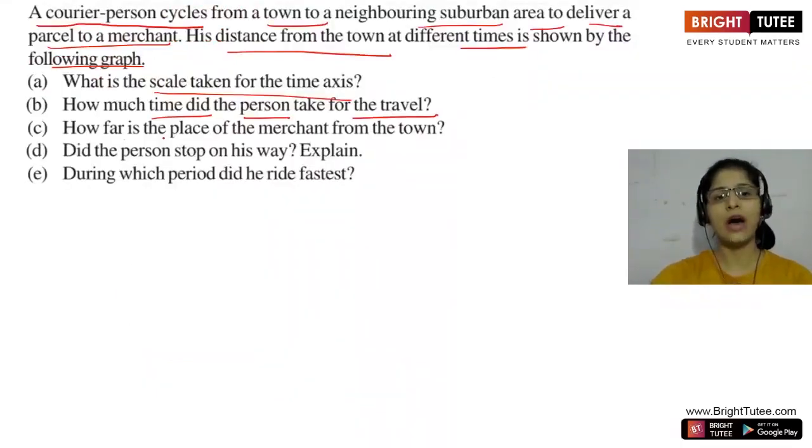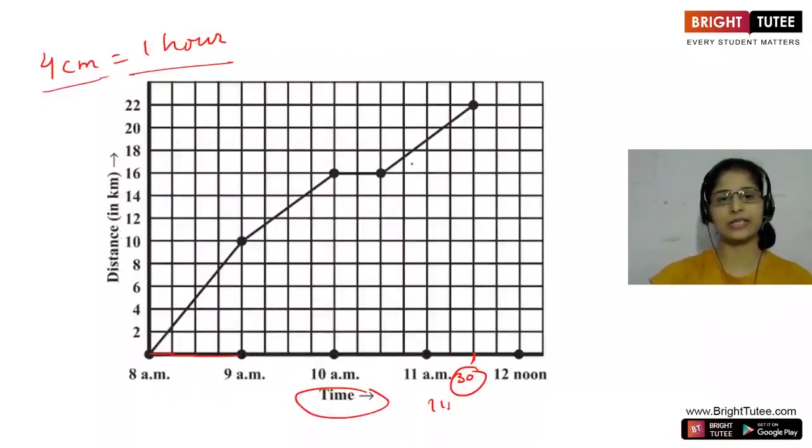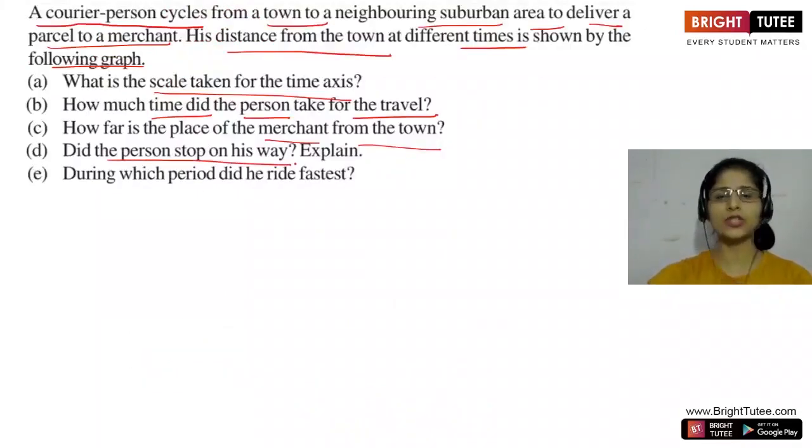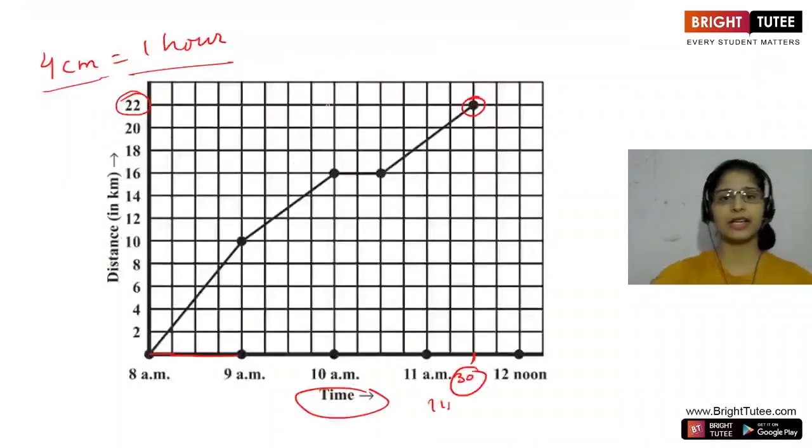Next question. How far is the place of the merchant from the town? So how much is the total distance he has covered? 22 kilometers, right? So the house is 22 kilometers away. The next is, did the person stop on his way? In the graph we see there is no movement from here to here, from time 10 to 10:30. This is 10:30. So from 10 to 10:30 he was stopping at one place. He did not move from there.